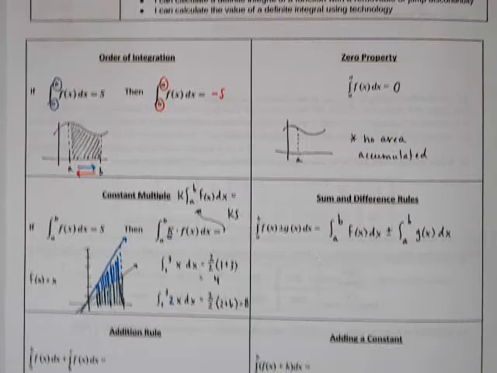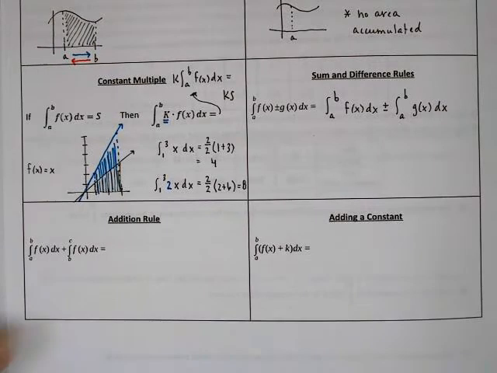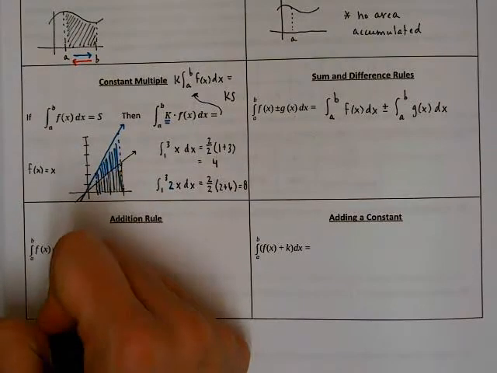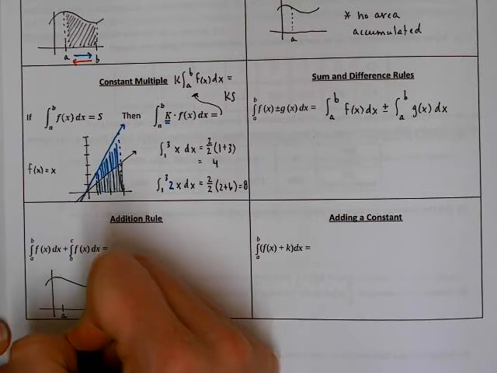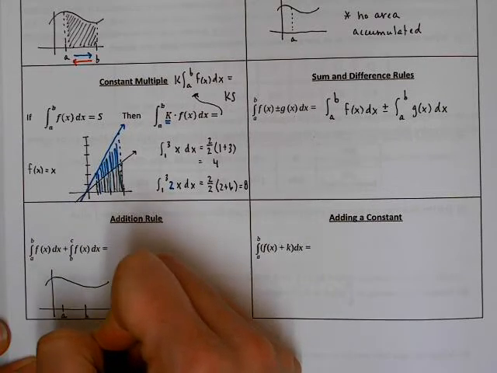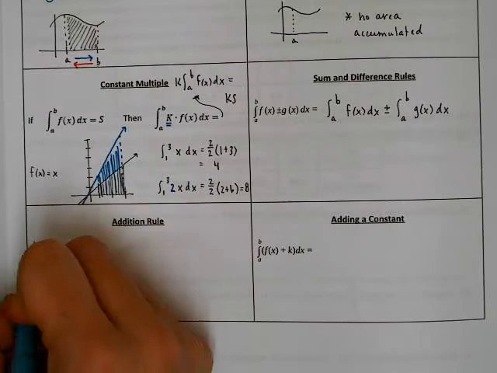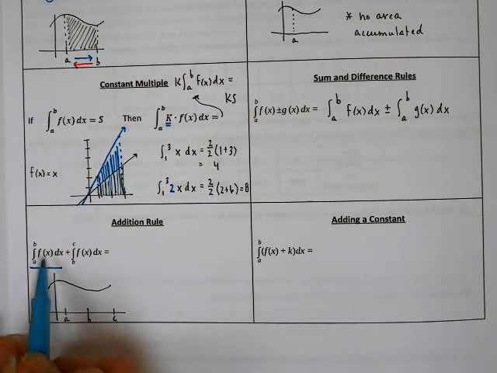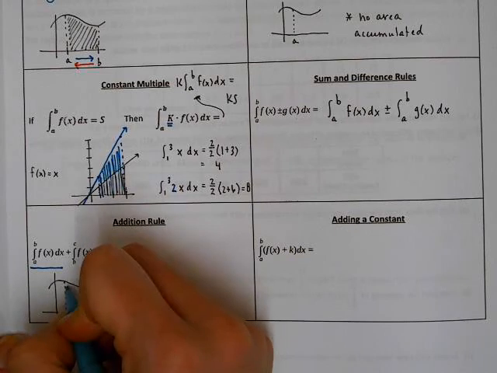Okay, now the addition rule, and I think you guys have already seen this in some of the practice we've done, but here's what it looks like. If I draw a curve and I have A and B and C, what we're representing here is first this integral, the area or the integral from A to B of f of x dx, we know would be represented by what's in blue here.